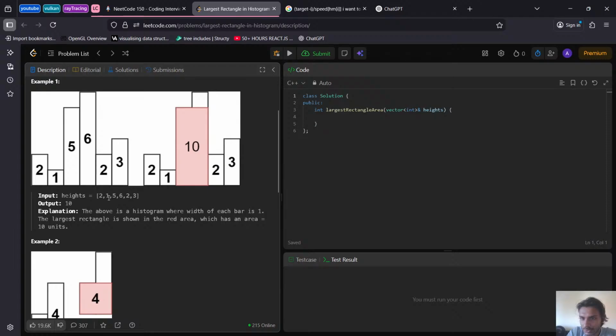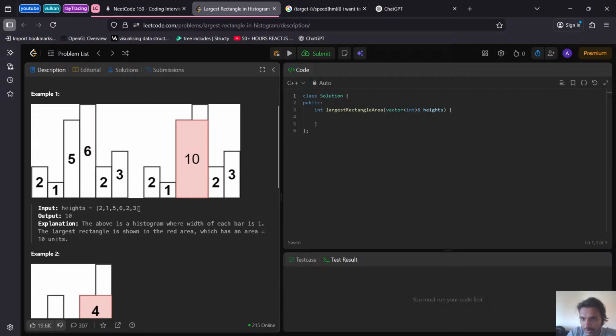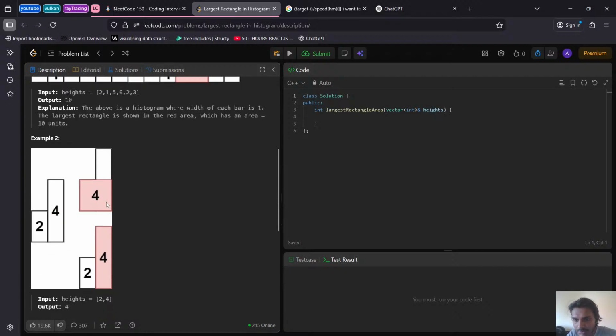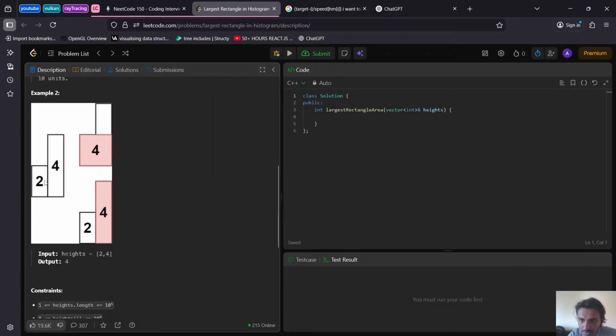So that is 2, 1, 5, 6, 2, 3. The largest rectangle will be 5, 5. How do we do this? For this problem again, let's do it small.